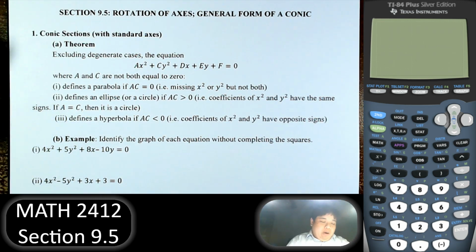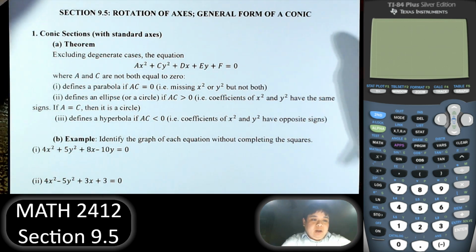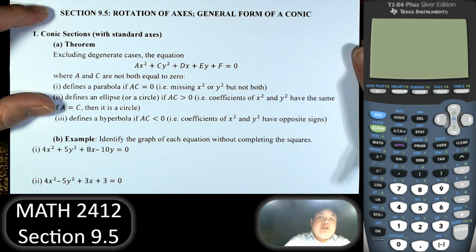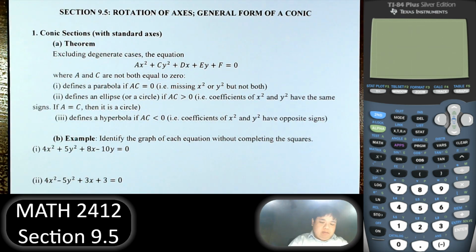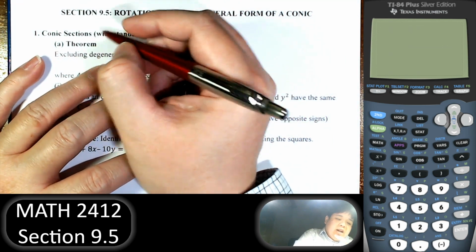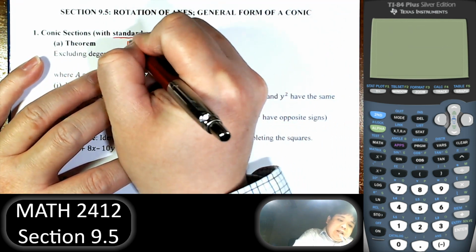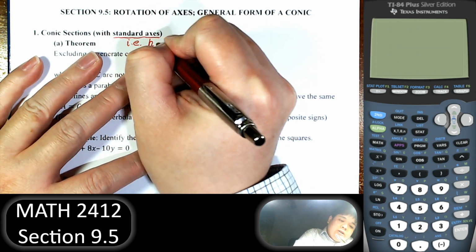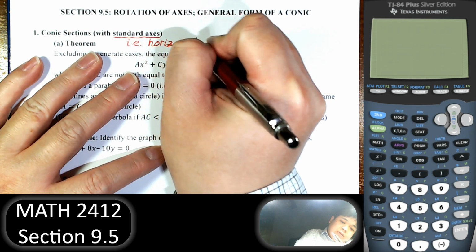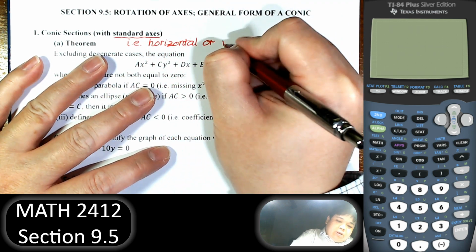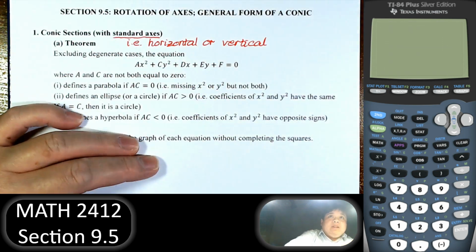Hi everybody, welcome to another video in Precalculus, section 9.5, rotation of axis, general form of a conic. So let's just first look at what we already have, conic sections with standard axis. By that I mean either horizontal or vertical. That's where we have the standard axis.